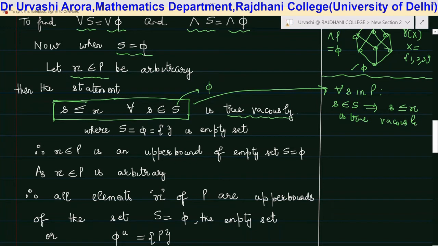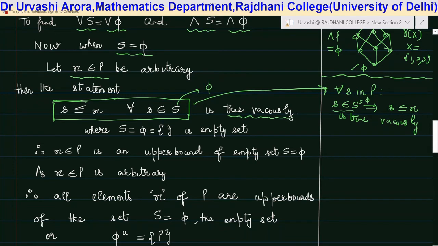I have just rewritten the statement which I have put in the box: if small s is in P, because P is the underlying set, the universal set in consideration, the set which we are referring to at the moment. So for all s in P such that s belongs to capital S, where capital S is the set phi, the empty set, this will always imply that s is less than or equal to x.